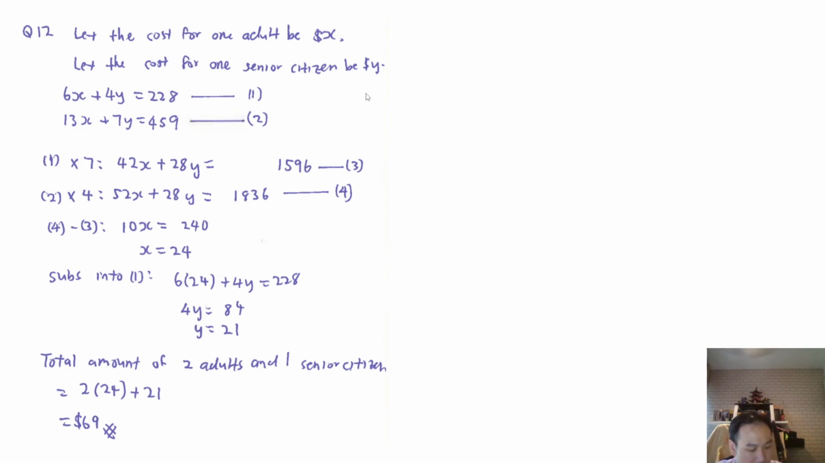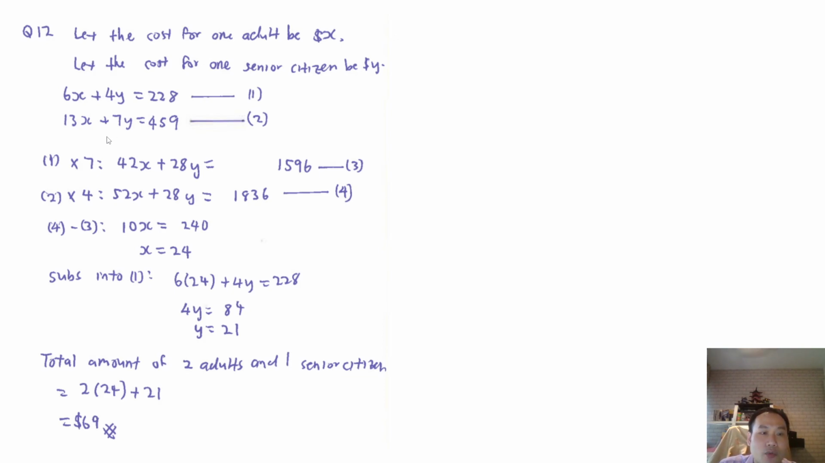Okay, so using the information that we have from the question now, 6 adults and 4 senior citizens: 6x plus 4y equals 228. We're going to call this equation 1. Then the next piece of information we have is 13x plus 7y equals 459, equation 2. So over here, since the question did not specify, it is up to you whether you want to use the elimination method or the substitution method. For linear equations, usually the elimination method is a little bit faster. It's not always the case, but in this case, why not? Let's just use the elimination method, right?